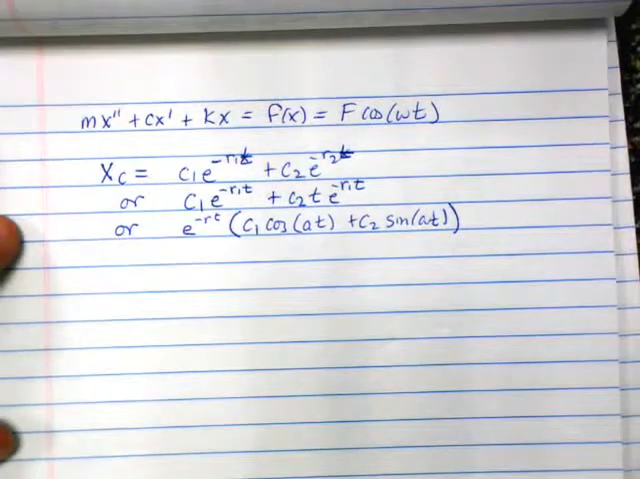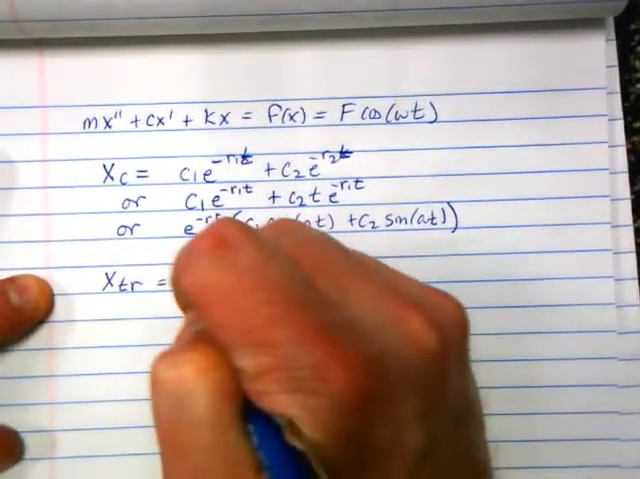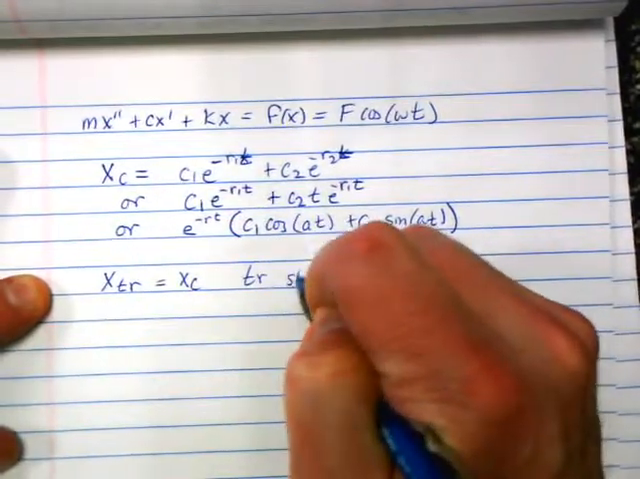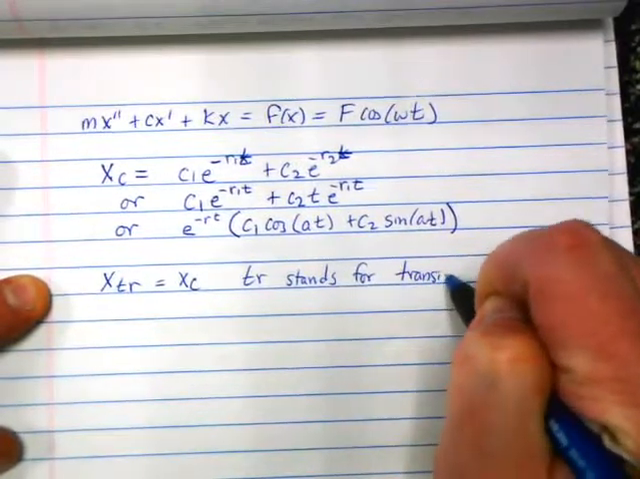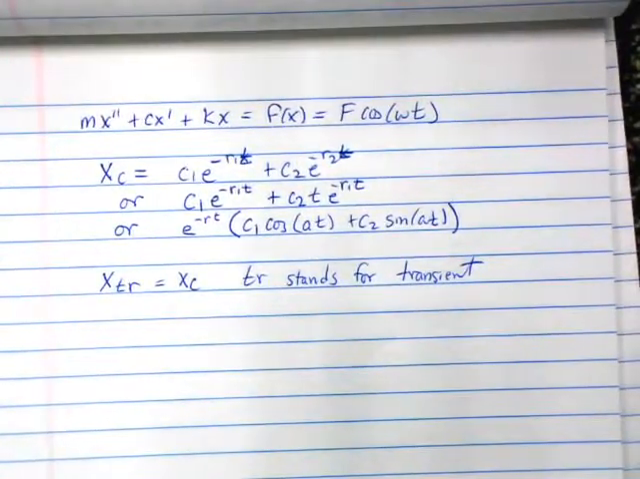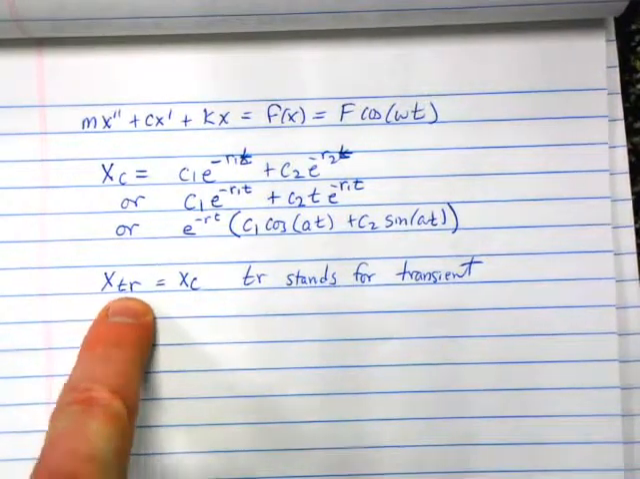All right, so instead of complementary, this solution is usually called x sub tr, where tr stands for transient. And what does the word transient mean in English? Forget about math. Something that goes away, usually. A transient person is somebody who comes and leaves. A transient solution in mathematics is one that goes away. It gets close to 0.